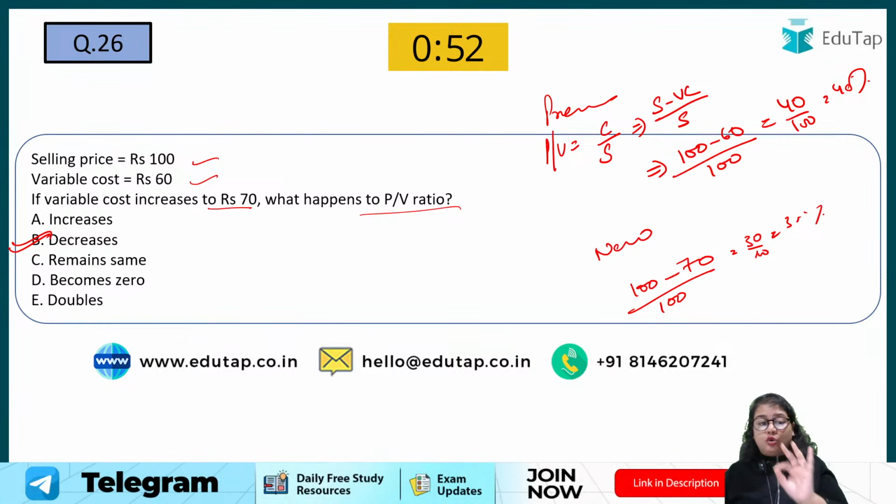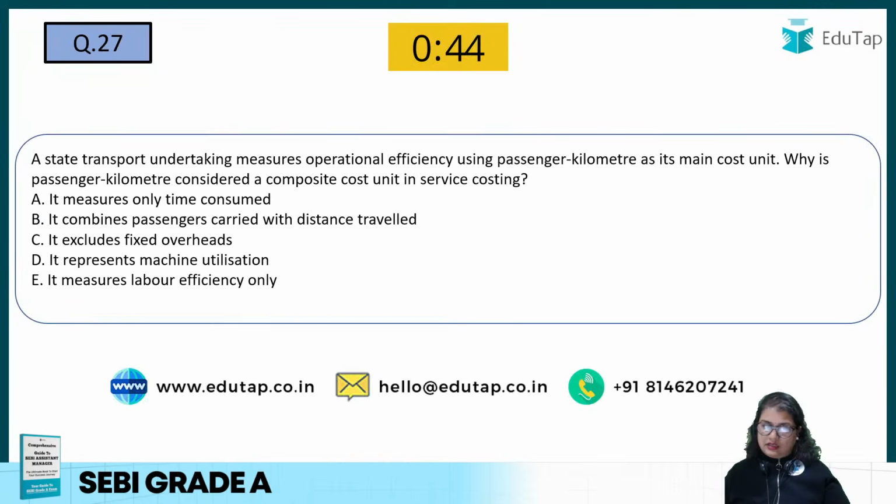Very good if you know it without the calculation. That if variable cost increases, so PV ratio of course will decrease. You should know this without calculation also. But if you have to calculate, then also it's okay.